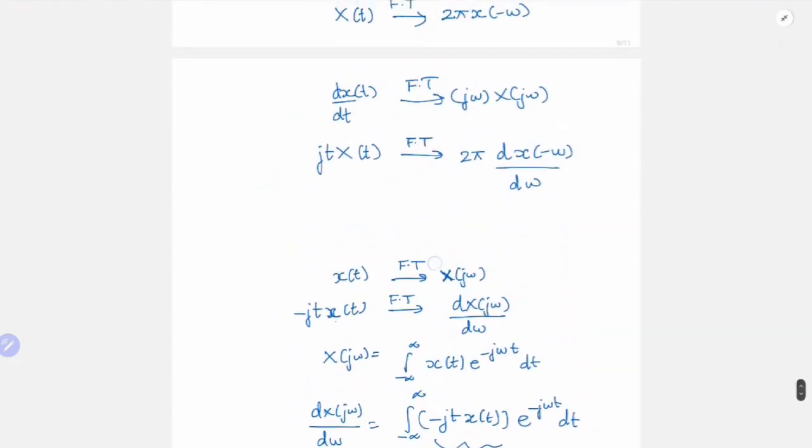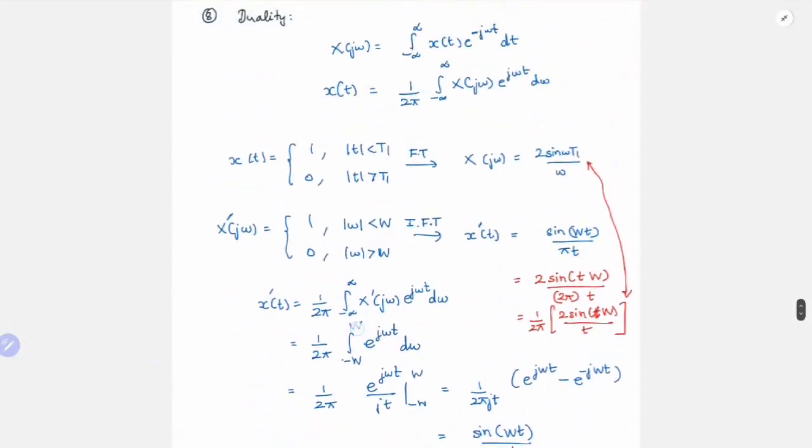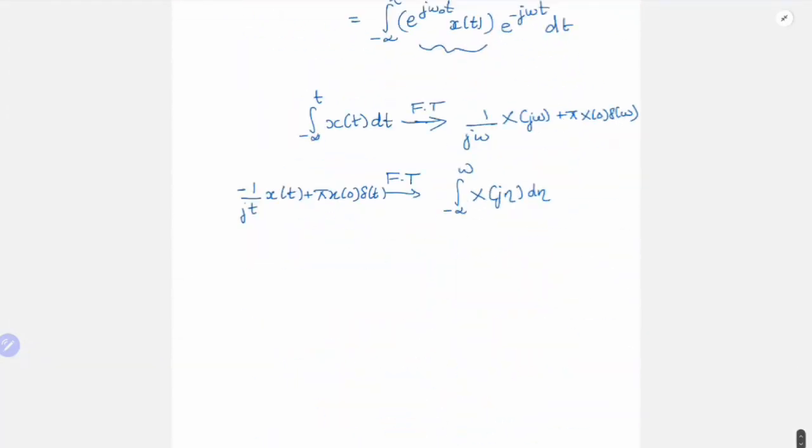So next let us see Parseval's relation. So that will be property number 9.